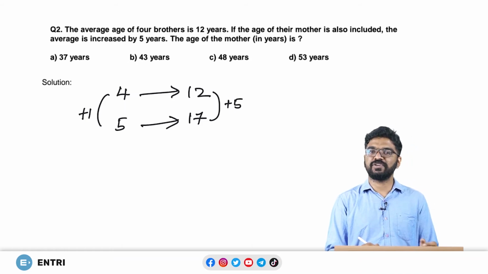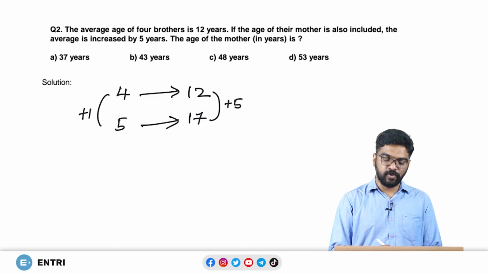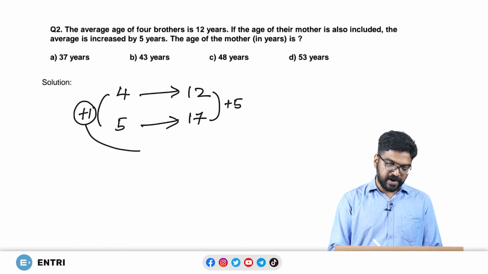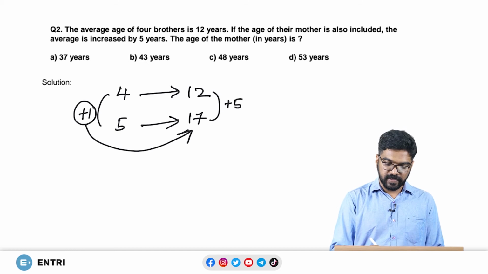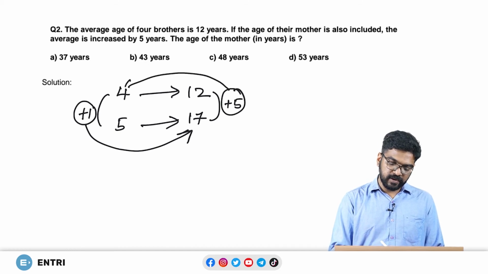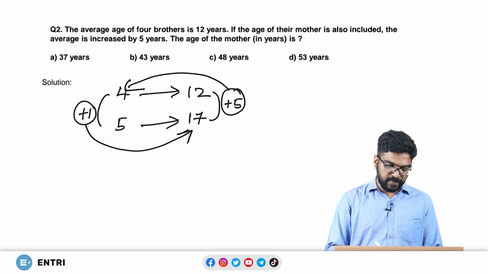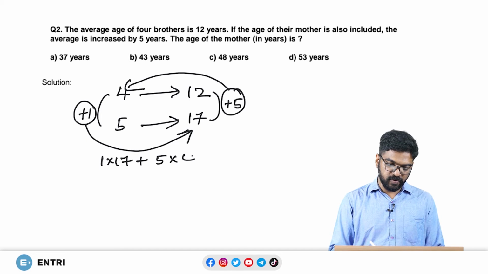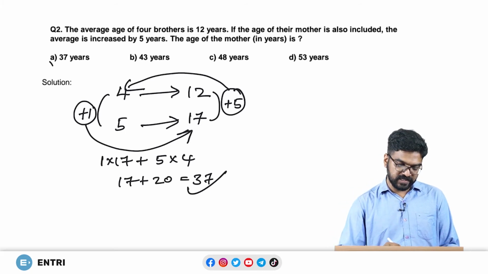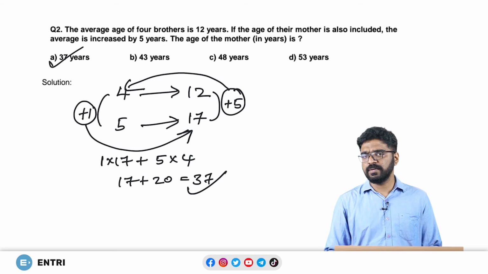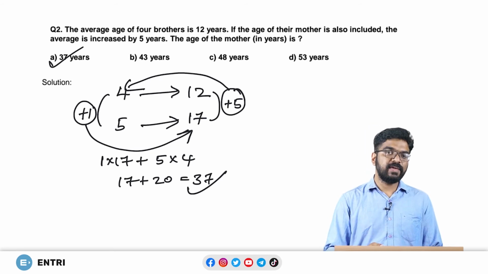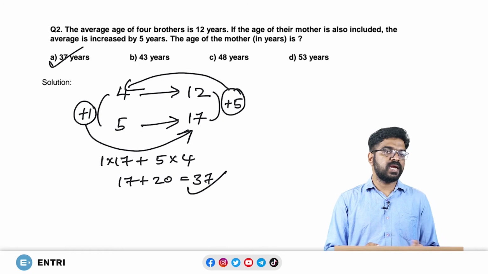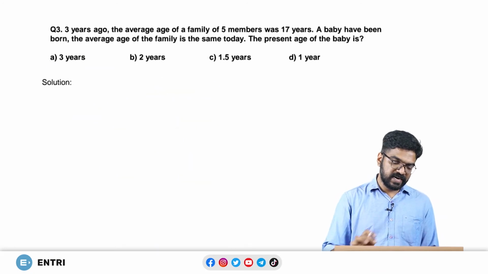So how will you find the age of the mother? What we have to do here is, as I told you before, this value multiplied with the bottom right value, this value multiplied with the top left value. So when you do that operation, what we get is 1 into 17 plus 5 into 4. The resultant value will be 17 plus 20, which is equal to 37 years, and that will be the age of the mother. Hence your answer is option A. Isn't it very simple? Now believe me, we can apply this method for any type of question. Okay, so let's see another question.